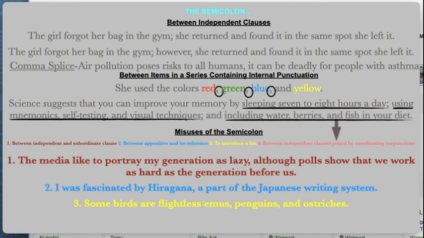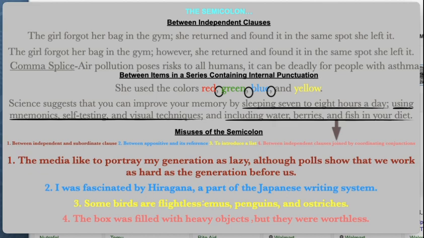Also, don't use a semicolon between independent clauses joined by coordinating conjunctions, or remember FANBOYS: for, and, nor, but, or, yet, so. Here's our example. The box was filled with heavy objects, semicolon, but they were worthless. Instead, what do we use? We use a comma. The box was filled with heavy objects, comma, but they were worthless.